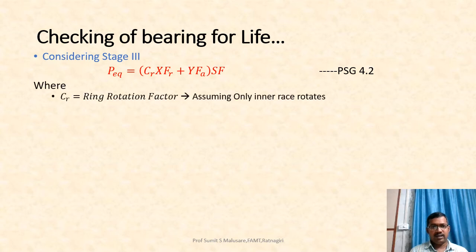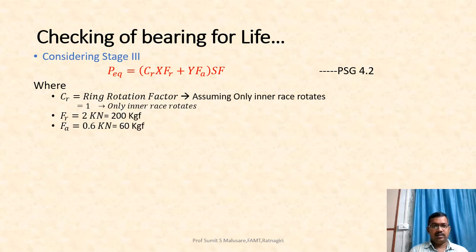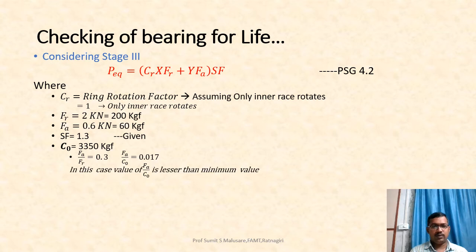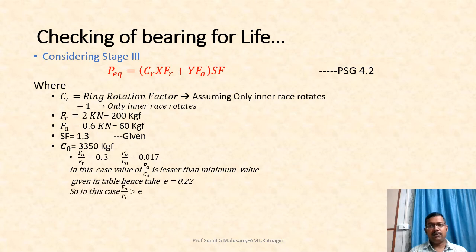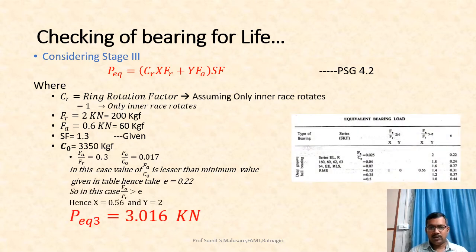The same way I have to go for stage 3 also. In stage 3 again the values remain the same as we did in the selection of bearing. Again FA by FR is 0.3 and FA by C0 comes out to be 0.017. But FA by C0 is lesser than the minimum value available in the table.